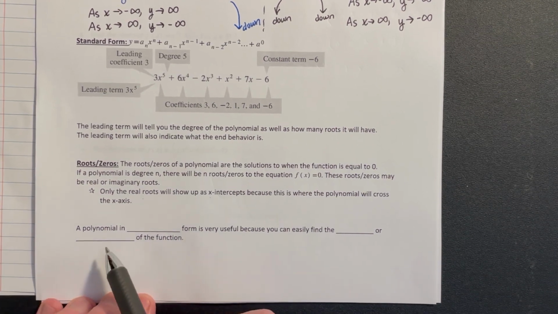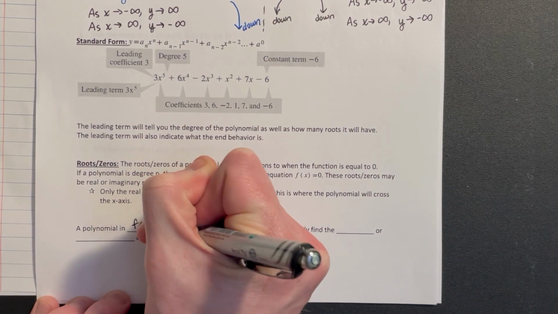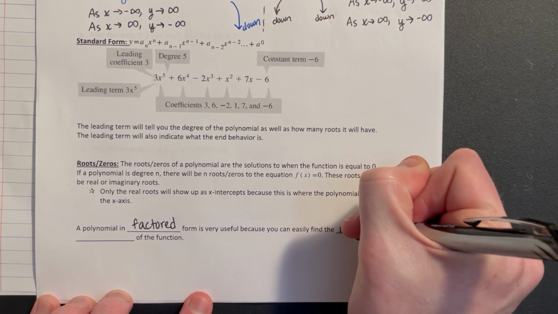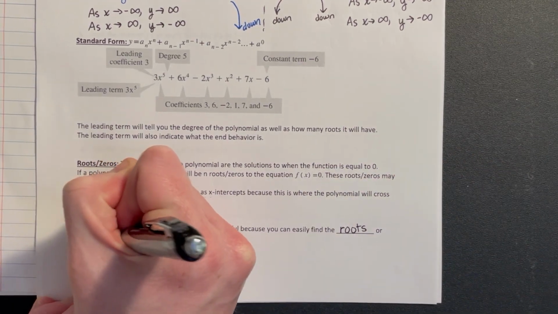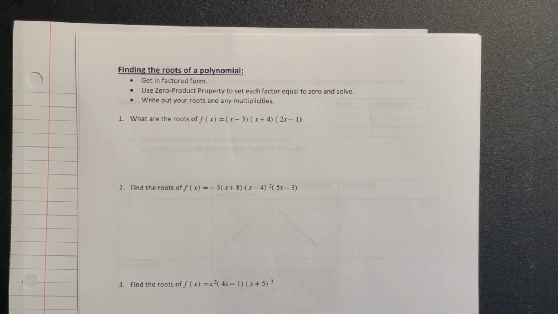If that polynomial is in factored form, it's really helpful. Factored form is useful because you can easily find the roots or the zeros of that function. And we do that by using the zero product property, something that we've already talked about with quadratics. But let's put a little reminder here.